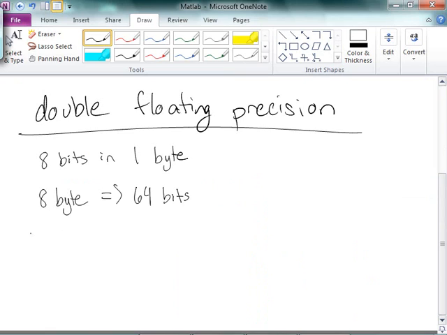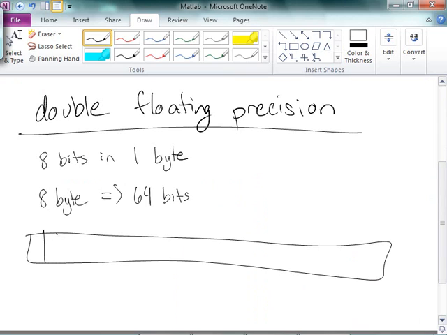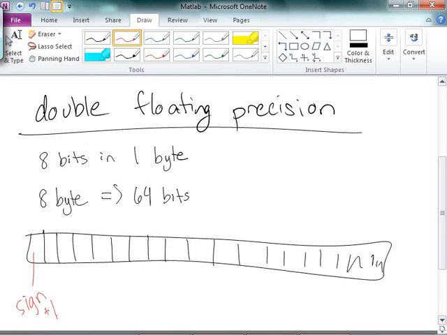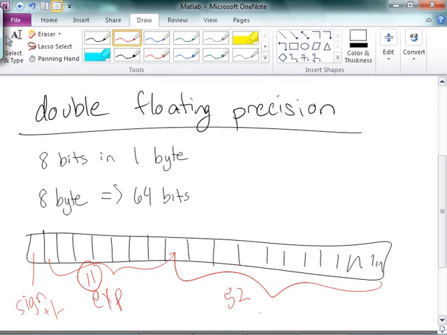Okay, so that literally means that we have 1, 2, 3, 4, 5, 6, up to 64. Now, the way that this is set up, the first one is for the sign of the number, so this is plus or minus. We'll just say the next 11 are for the exponent, and then the next 52 are for the value itself.